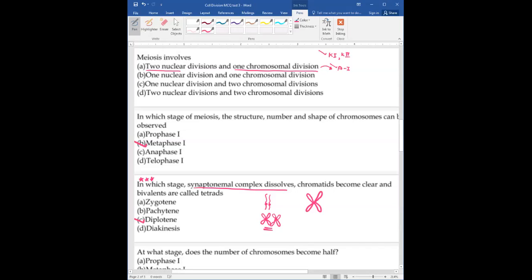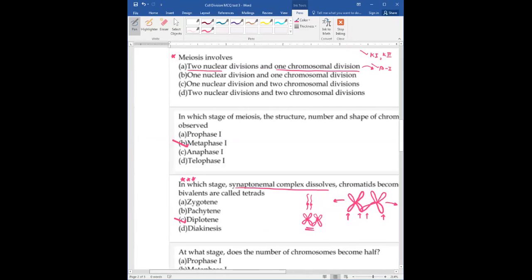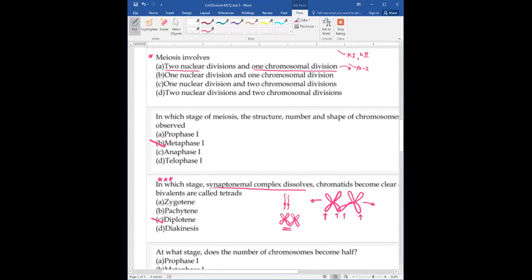So once again, guys, what exactly is happening? You are going to see that both of these are separating apart from one another like this. They are going to move away from one another, and that is the time when these chromatids look the best. That is why, guys, the answer is diplotene. What is the synaptonemal complex? It is the synapses, basically.